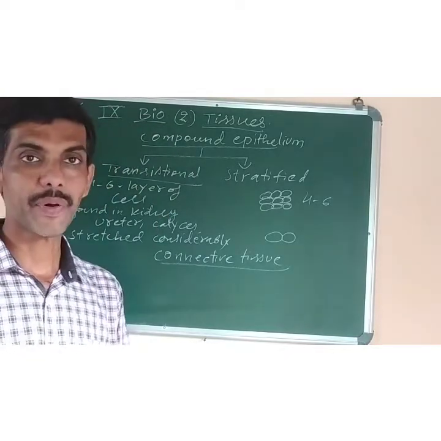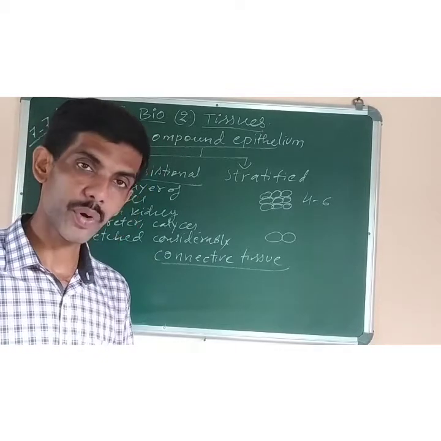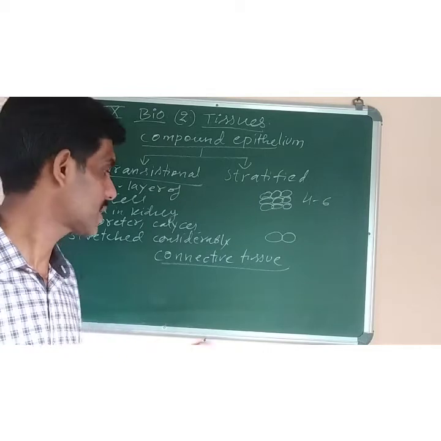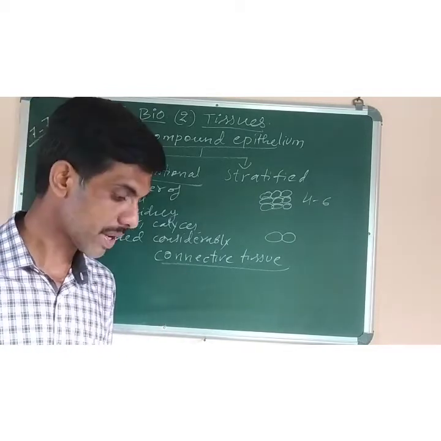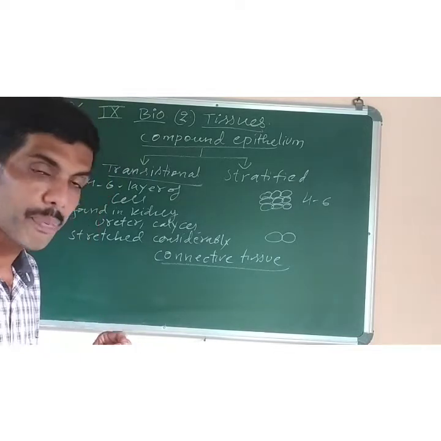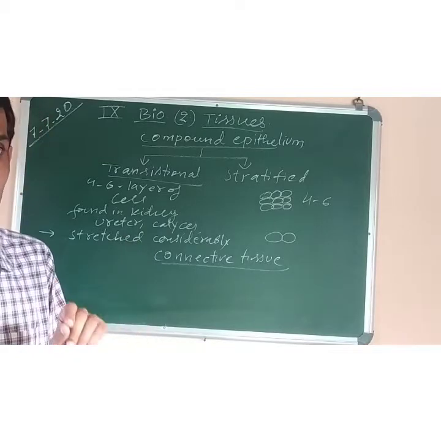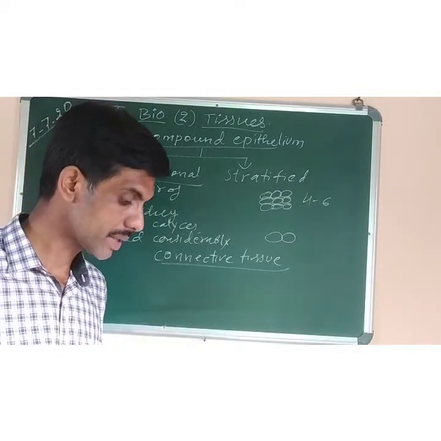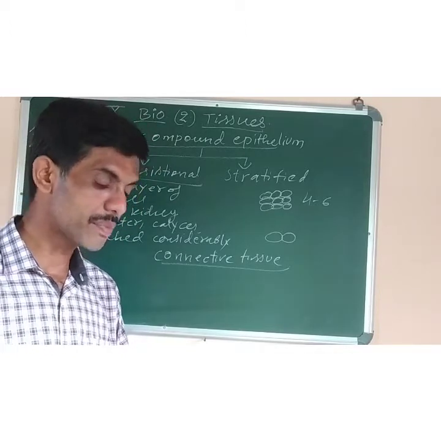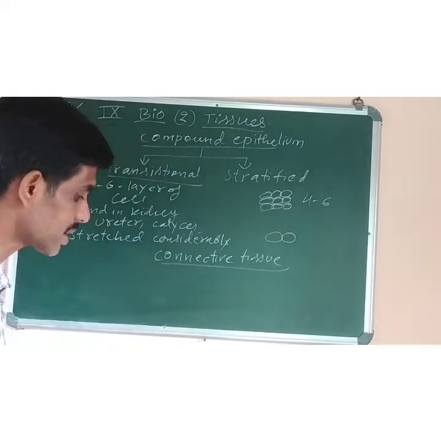Now what is it made up of? It is made up of a mixture of carbohydrates and proteins. The mixture of carbohydrate and protein forms the ground substance of connective tissue. Okay, and the name is mucopolysaccharide. So if it is asked what is mucopolysaccharide: mucopolysaccharide is a mixture of carbohydrates and proteins, and it forms the intercellular medium or the ground substance of connective tissue.